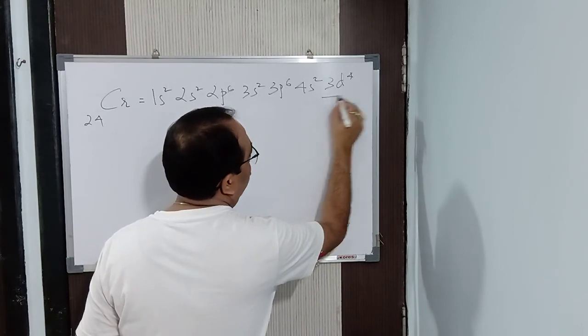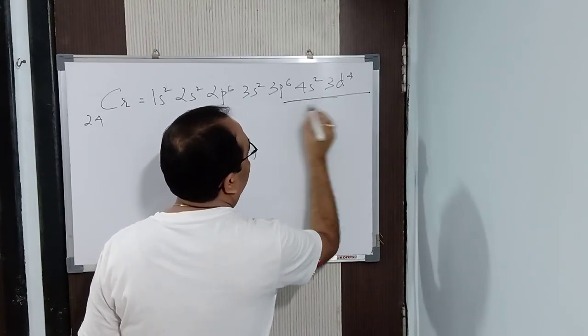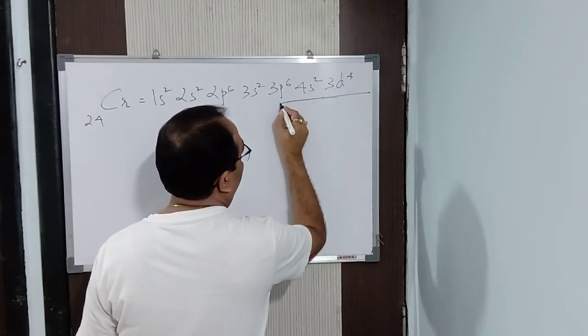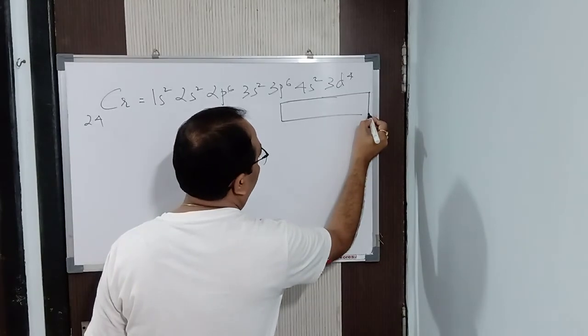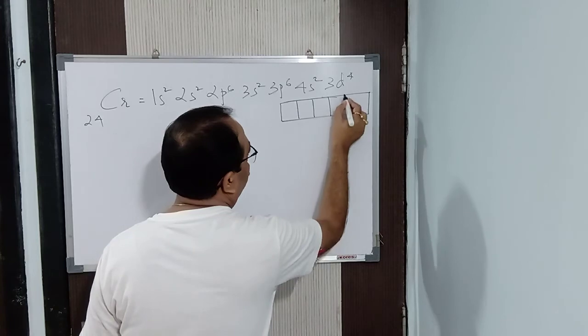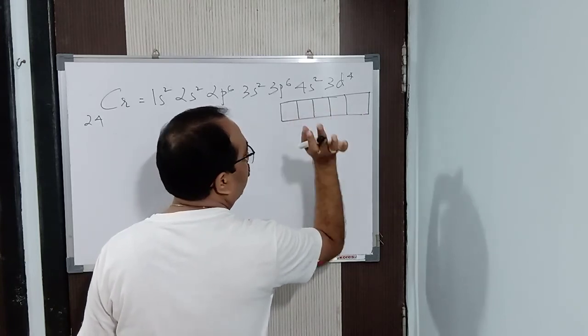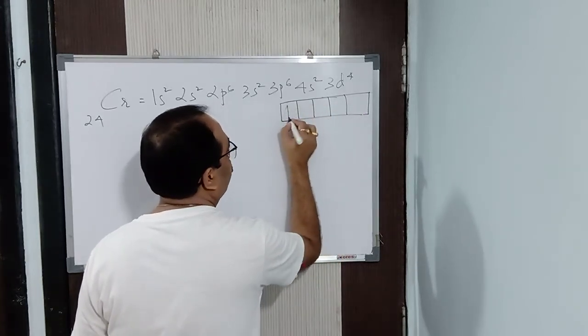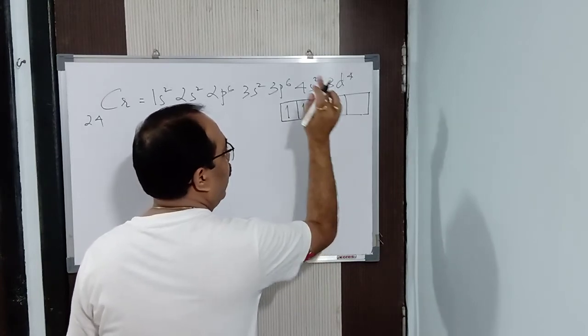Now, I am interested only in the outermost subshell. I am drawing only for the outermost. Mind it, only for 3d4. 1, 2, 3, 4, 5. 5 orbitals, I got it. Now 3d4 means 1, 2, 3, 4. Now 1 is vacant.